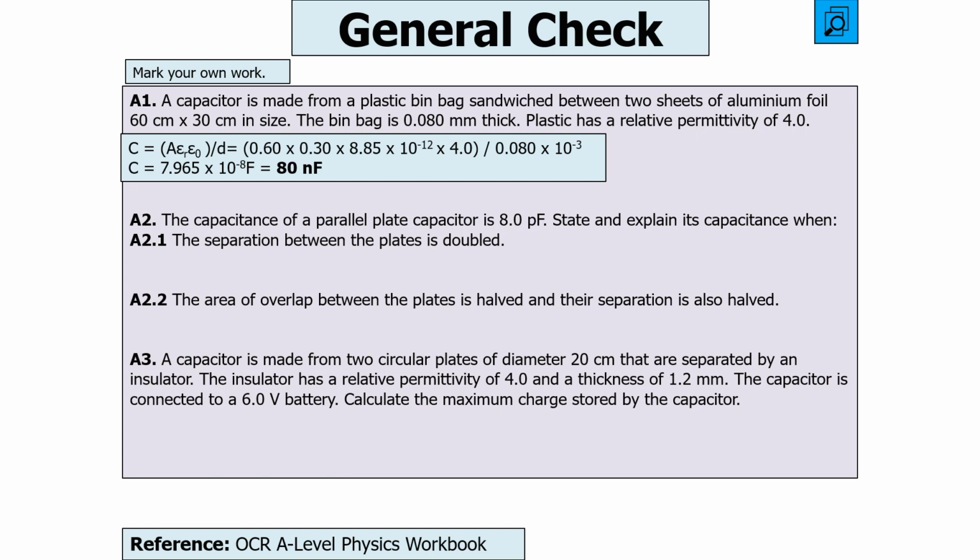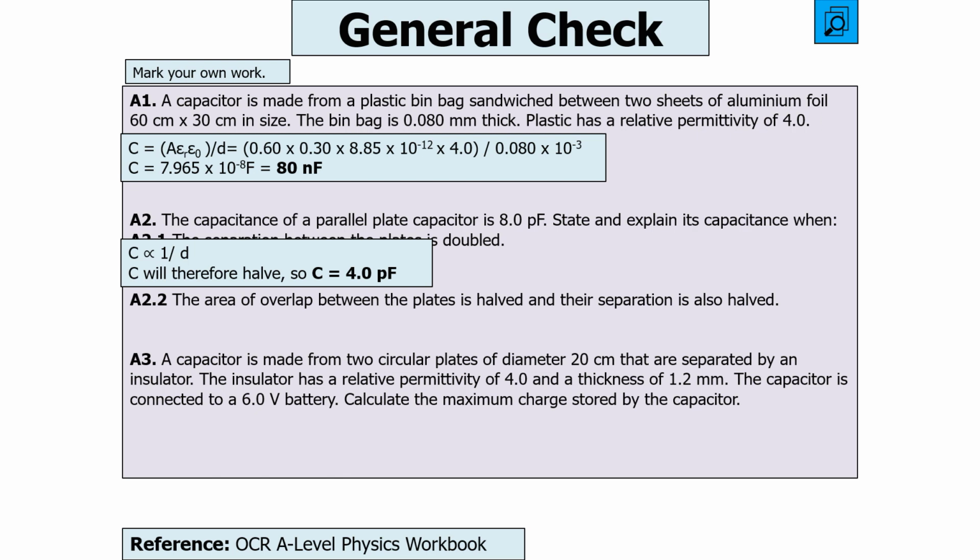You pop in all the values given to you in the question. Now remember, you have to turn centimeters into meters, and you have to convert millimeters into meters as well. So you can pop those through as shown in the working out on the screen. Pop in our values, and we get 80 nanofarads. The next one, you can see from the equation above that C is directly proportional to 1 over d. So therefore if d is doubled, well, C will then halve, so it's gone from 8 picofarads to 4 picofarads.